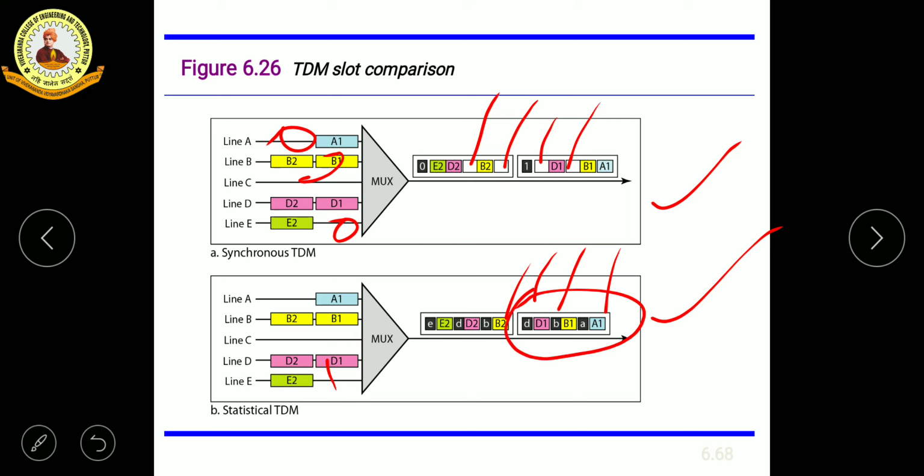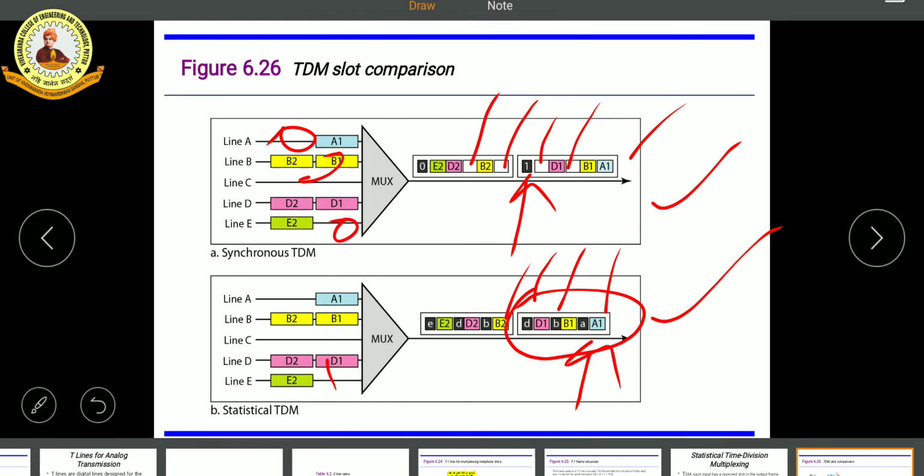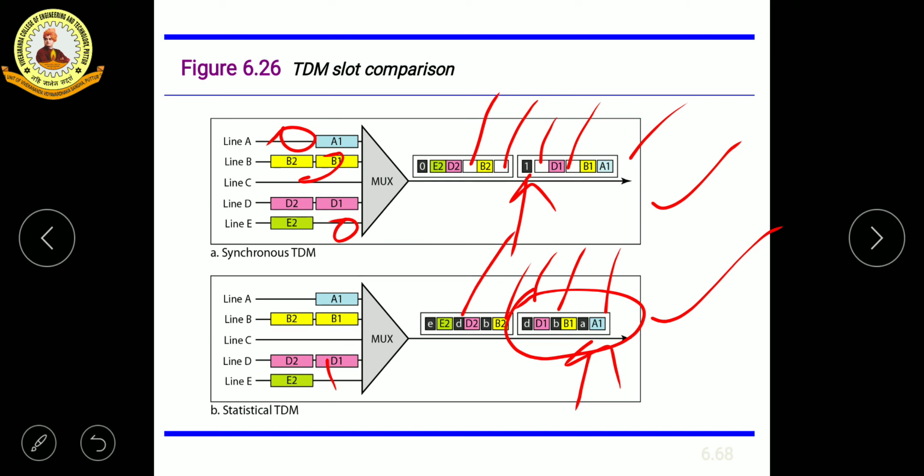See here, in frame 1, A1 has sent the data, B1 has sent the data, D1 has sent the data. And we have some other things here that we didn't have before. We had synchronizing frames, or framing bits, but here we have addresses A, B and D. Whenever only the required lines are sending data, they also need to send addresses. Who has sent? A has sent A1, B has sent B1, D has sent D1. Similarly in the second time slot, who has data to send? B2, D2 and E2 have data to send.